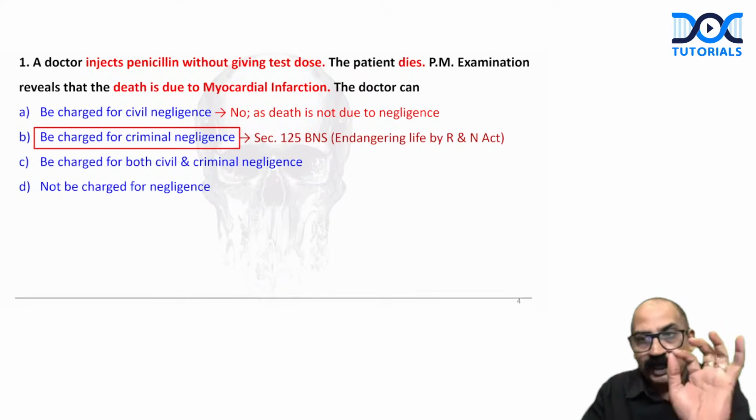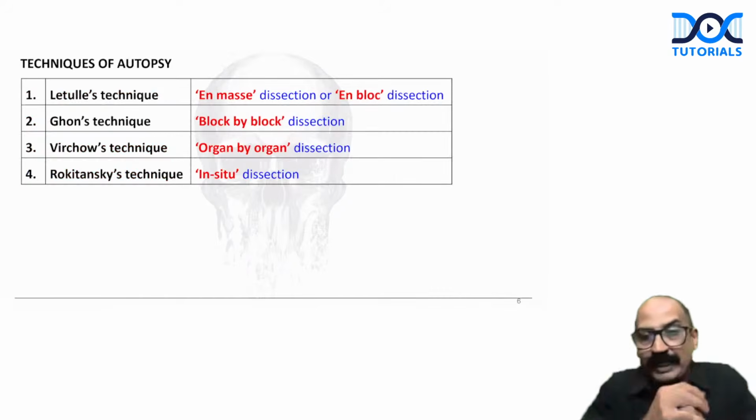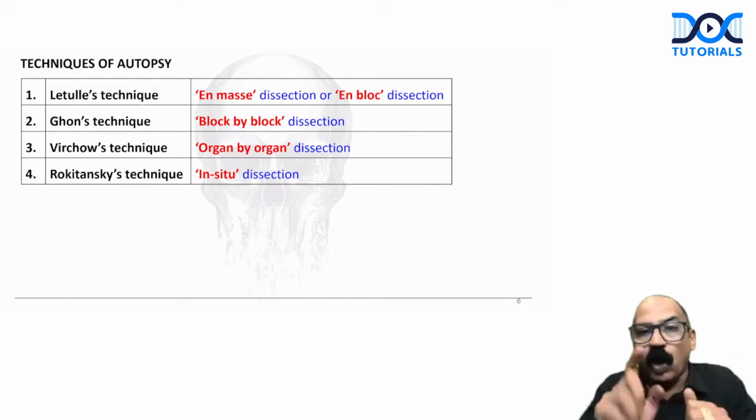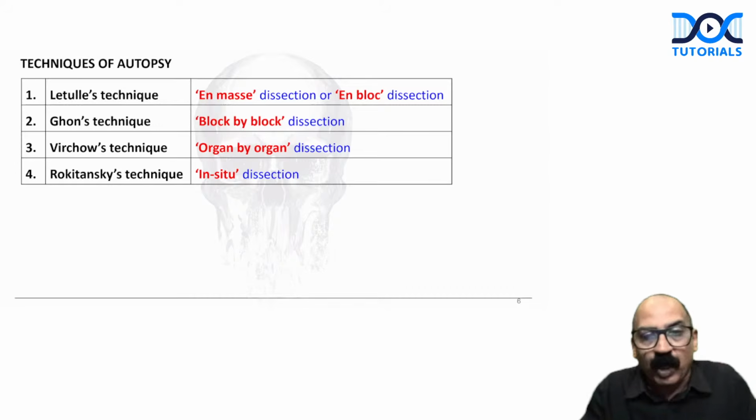Okay, clear? Okay. Now coming to the second question. I hope all of you understood the concept behind the first question. Different techniques of autopsy. Now, there are 4 techniques. As I show you in a single frame, Lettule's technique means en-masse dissection or en-block dissection. Gohn's technique is block by block dissection. Virchow, organ by organ. Rokitansky, in situ dissection.